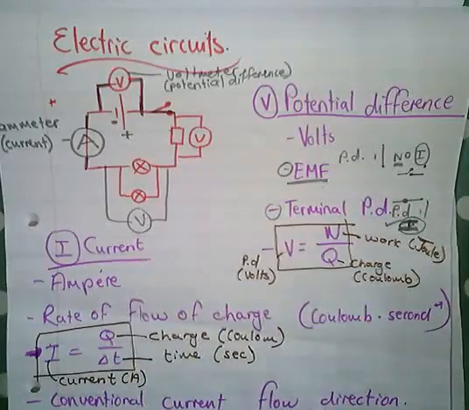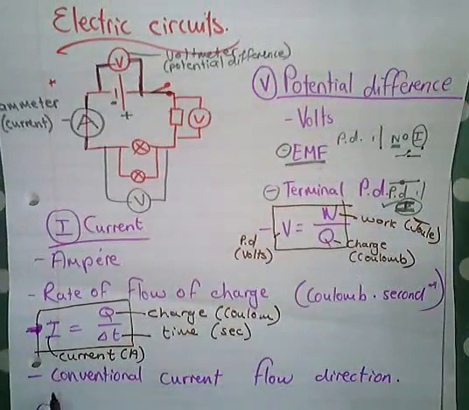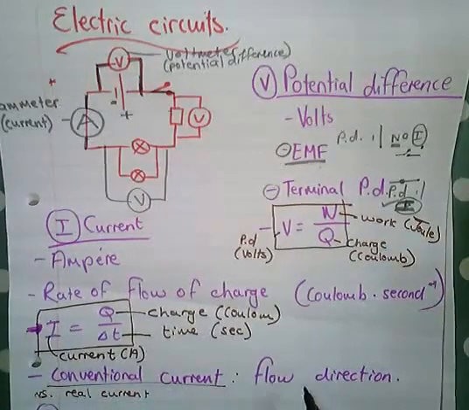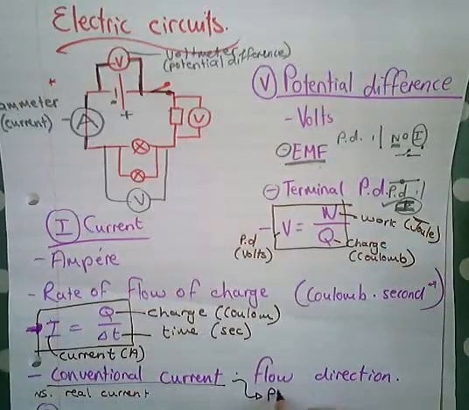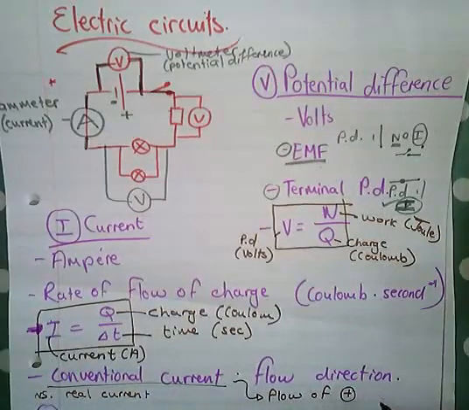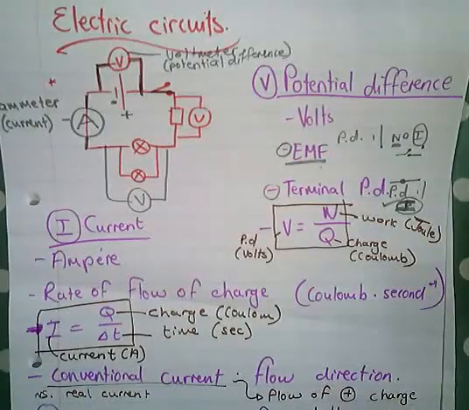Then conventional current flow direction. We have conventional current versus real current. Conventional current is defined as the flow of positive charges from the positive part of the battery through the external circuit to the negative part of the battery.